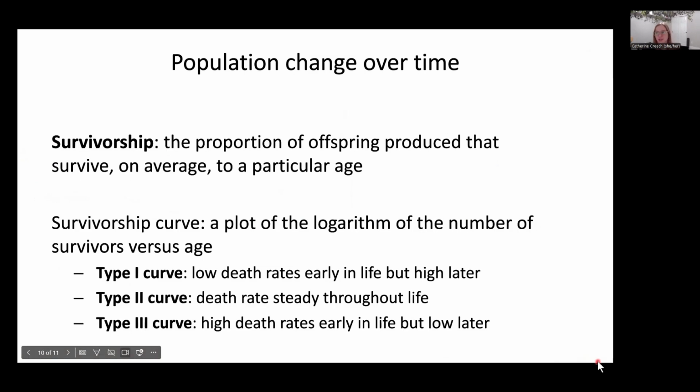We also want to track survivorship. So if you are born, your rate of dying is not equal regardless of what species you are. And so we can track your chances of dying with something called a survivorship curve. In a type 1 curve, you have low death rates early, but higher later. In a type 2 curve, it's pretty steady throughout. In a type 3 curve, you have high death rates earlier, but lower later.